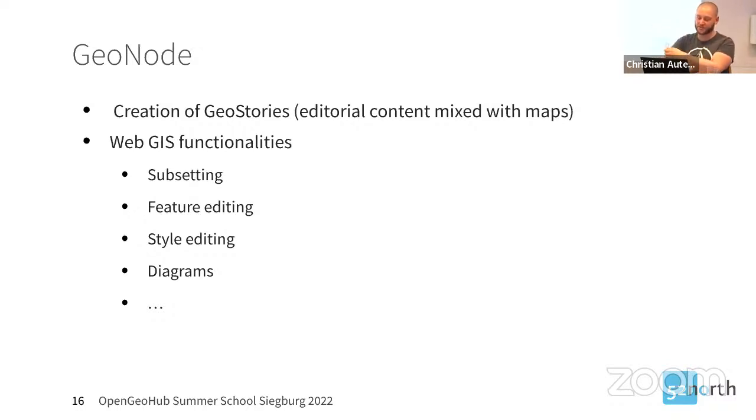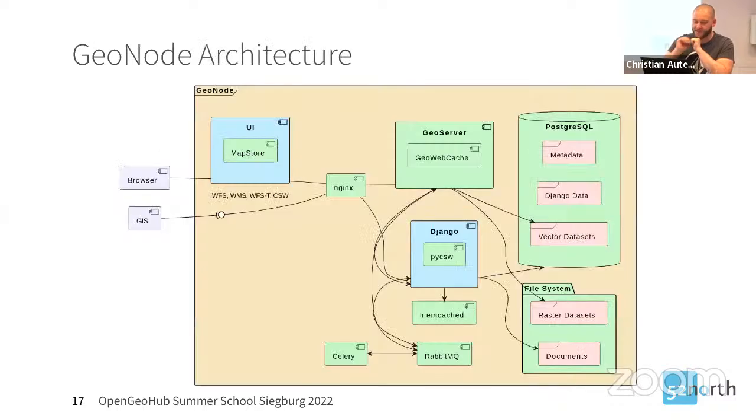So if you're used to QGIS or ArcGIS on the desktop, you will be really disappointed. But it allows you to subset data, to edit features, and it has a feature table to edit them. You can edit styles, so how the layer is presented can be changed, you can have diagrams and so on and so on. But we'll show that.